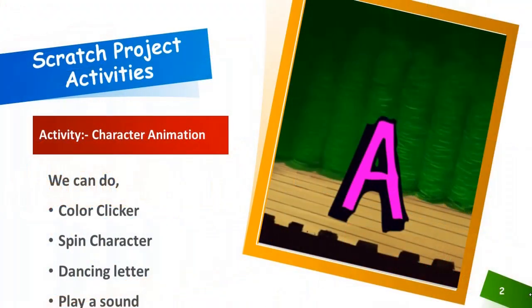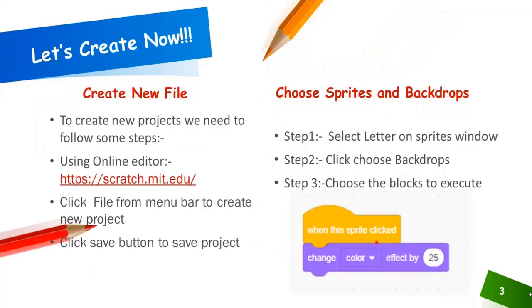In this chapter, we will see a project activity using character animation. Using characters, we can do many activities like color clicker, spin character, size changer and so on. Let us see the demo now.